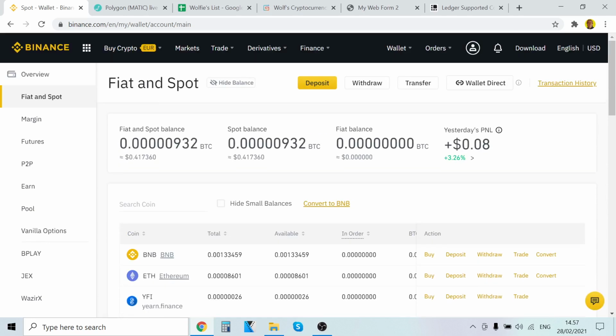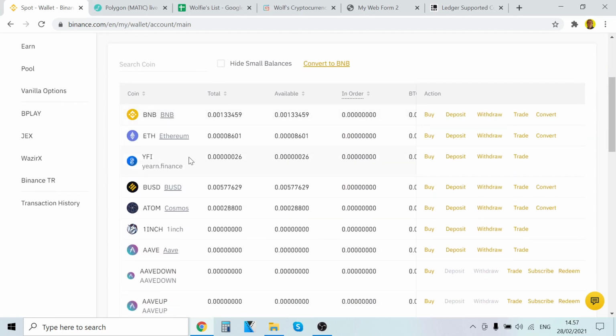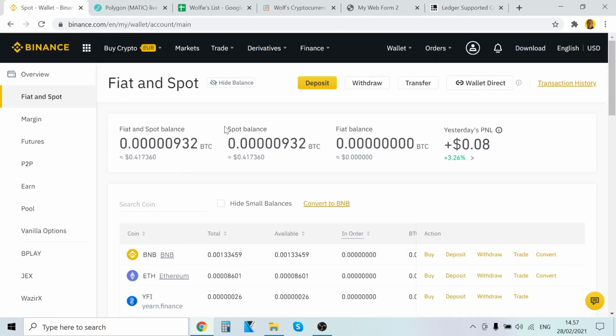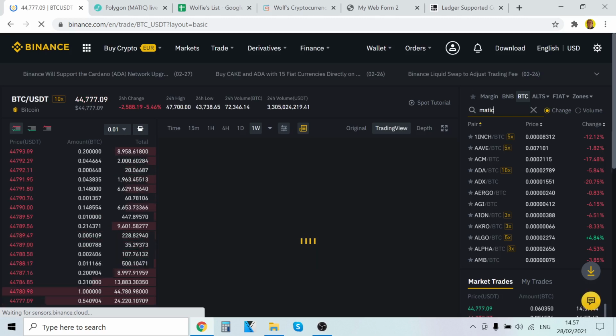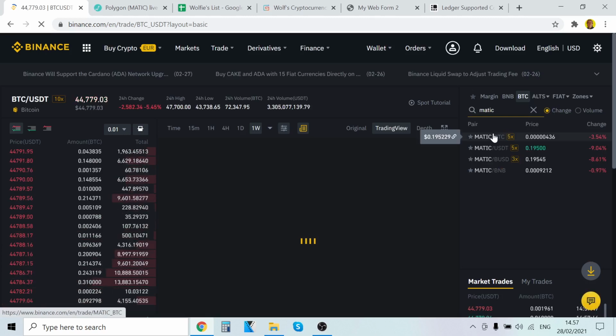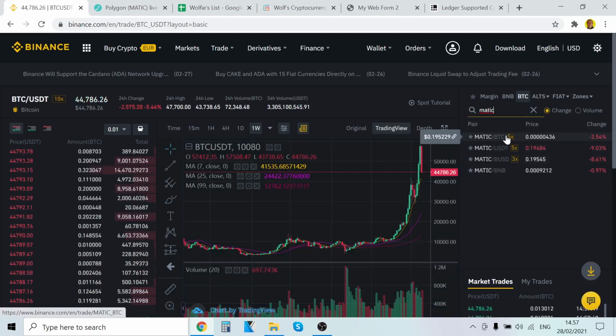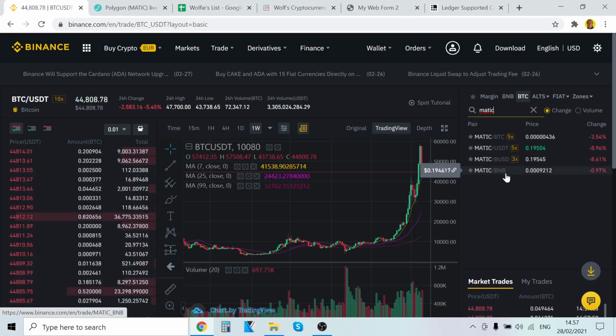But now, like I said, I'm going to show you how to sell MATIC. So next, how to sell MATIC. Now the MATIC is in your wallet. All you have to do is go to trade, classic, go to search and type in MATIC. Okay, so MATIC has 4 pairings: Bitcoin, USDT, Binance USD, and Binance Coin BNB. Which means that you can sell MATIC for all of these 4 currencies.